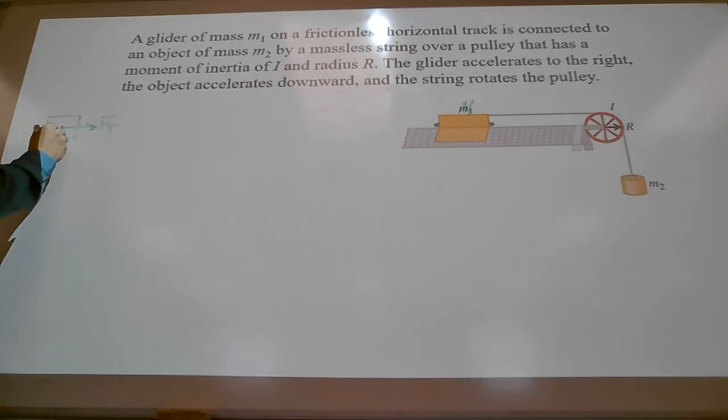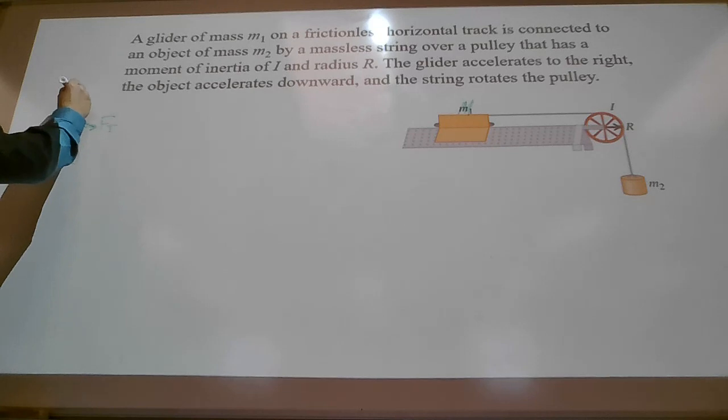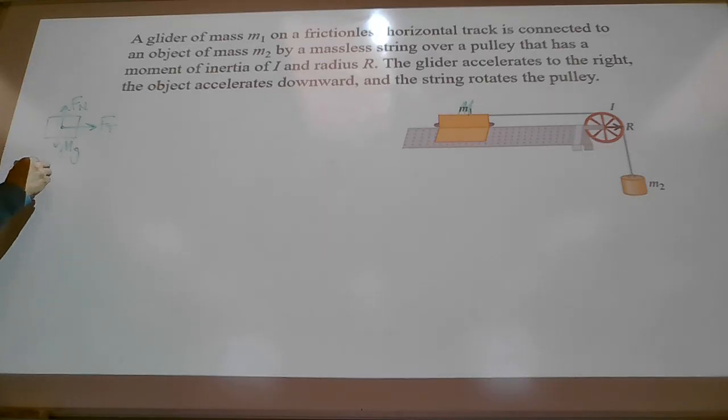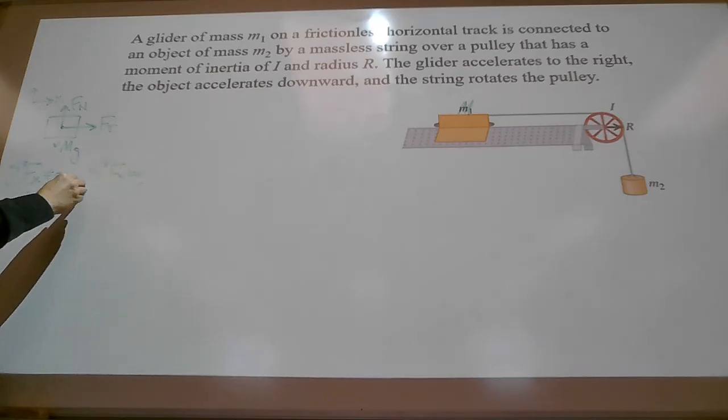Okay. We've got force of gravity, and normal force. Okay. The sum of the forces in the x direction is not equal to 0. I'm going to make the way it's moving positive. So I've got force of tension is equal to mass times acceleration. The sum of the forces in the y direction is equal to 0.